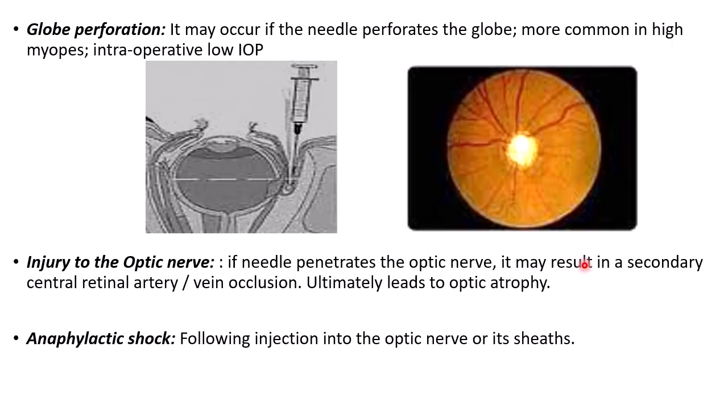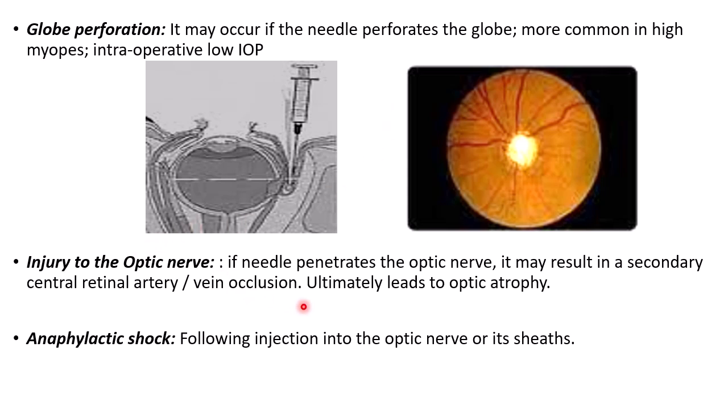Then globe perforation. As you can see, we are going very close to the sclera. So for beginners, whenever the peribulbar block is administered, it is recommended that after inserting the needle, one asks the patient to move the eyeball from side to side to ensure that the sclera is not engaged. If it is, remove the needle and place it in another position. Else globe perforation can happen, if it perforates the globe, that is the sclera. It is more common in high myopes and it would lead to an intraoperative low IOP and create problems for the operating surgeon.